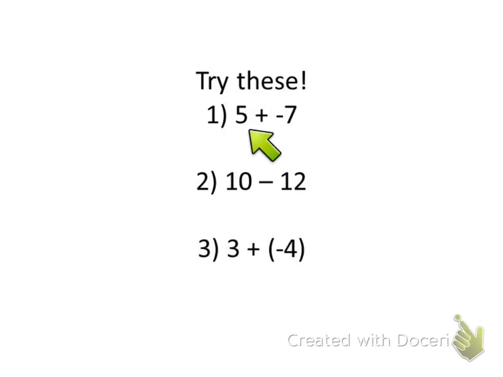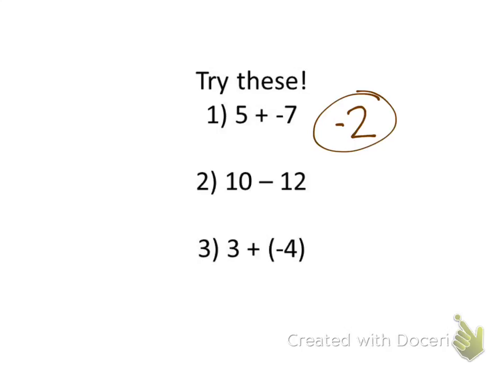Are the signs the same or different? Positive 5, negative 7. Are those the same sign or different signs? Different. When they're different, you subtract the numbers. So I need to think 7 minus 5. What's 7 minus 5? 2. And did I start with more positives or more negatives in this example? Negative. So the answer is negative 2.